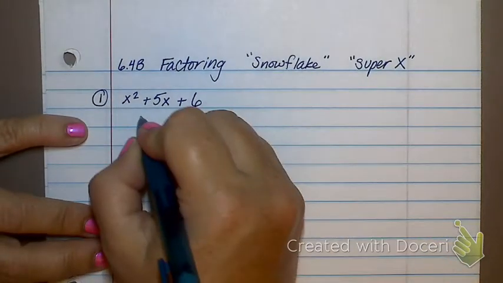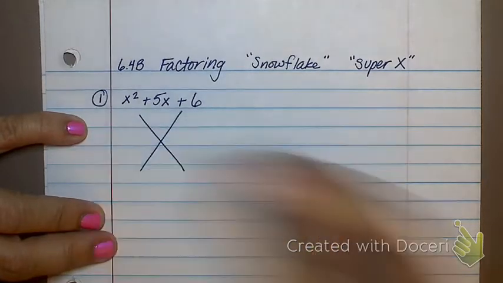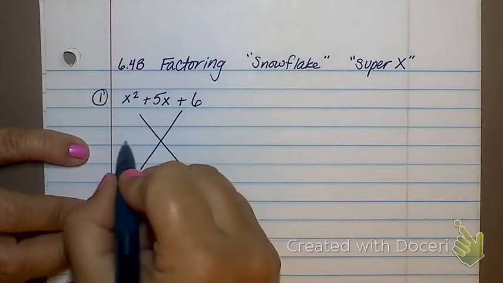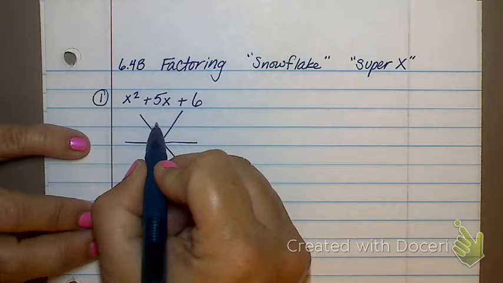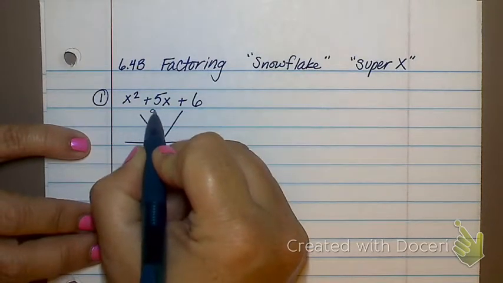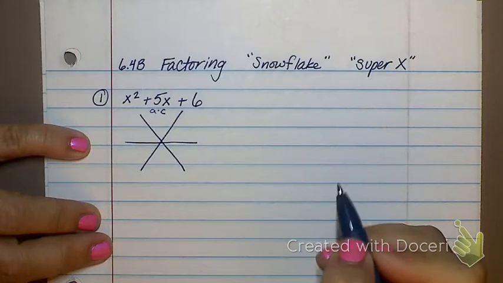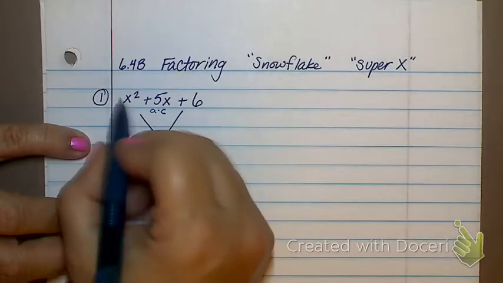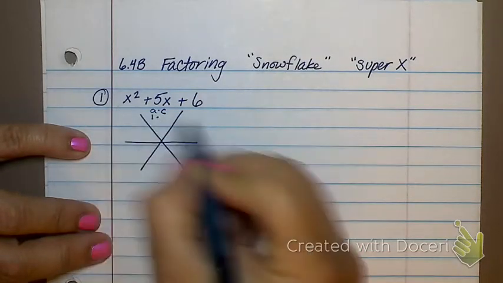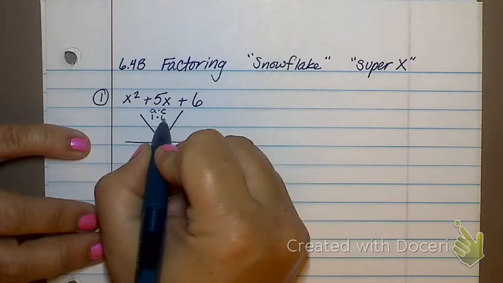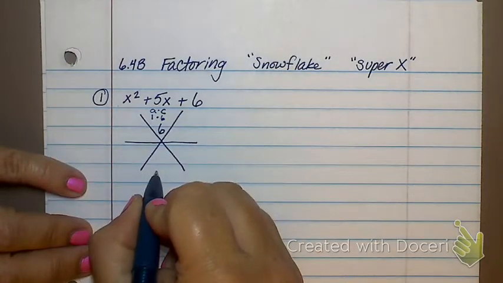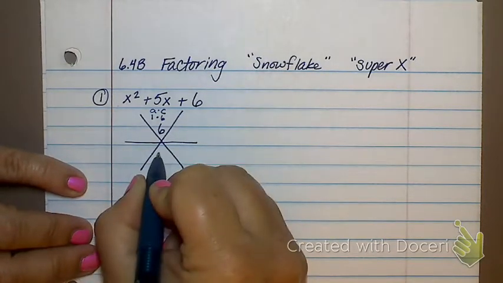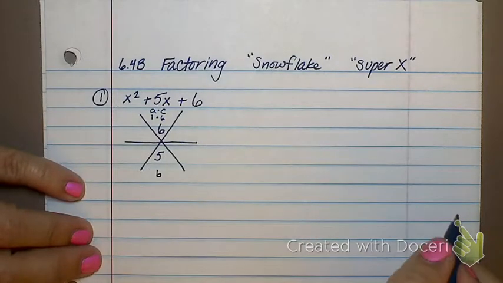So, I start off with a big old X kind of thing. My X has a belt. That's what makes it the Snowflake. Do you guys put the belt? Okay. What goes on the top of the Snowflake or Super X? A times C. What is A in this case? 1. What is C? And 1 times 6 is 6. What goes on the bottom? B. In this case, B is 5. Any questions about where I got those from?